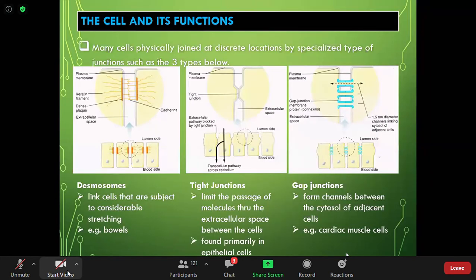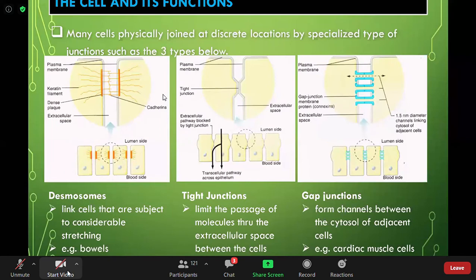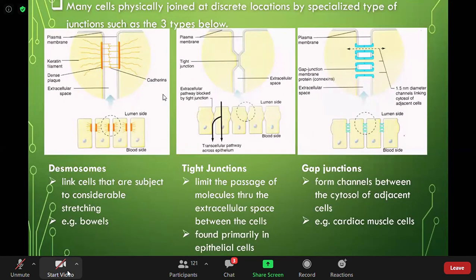They are also antibody receptors. Many cells are physically joined at discrete locations by specialized types of junctions, such as the three types: the desmosomes, the tight junctions, or the gap junctions. The desmosomes link cells that are subject to considerable strain, just like your intestines, no?